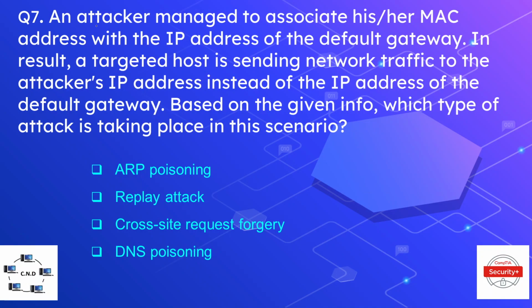Question number seven is: an attacker managed to associate his or her own MAC address with the IP address of the default gateway. As a result, a targeted host is sending network traffic to the attacker's address instead of the IP address of the default gateway. Based on the given info, which type of attack is taking place in this scenario? The options are ARP poisoning, replay attack, cross site request forgery, or DNS poisoning. The correct option is ARP poisoning.